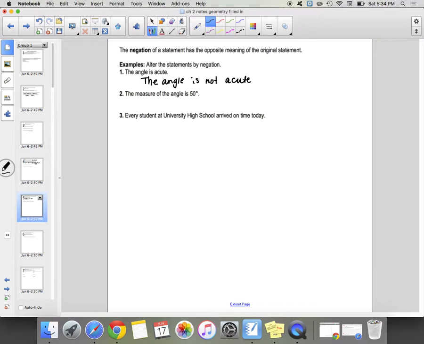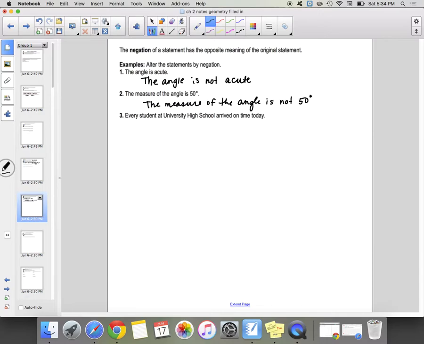Okay, and same thing for number 2. The measure of the angle is not 50 degrees, right? But don't get too not happy. Like this next one, it says every student at University High School arrived on time today. If that's false, if every student did not come on time today, then we don't want to say every student at University High School did not arrive on time today because that's a little bit strange. Does that mean that every single person was late? Doesn't make any sense, right?